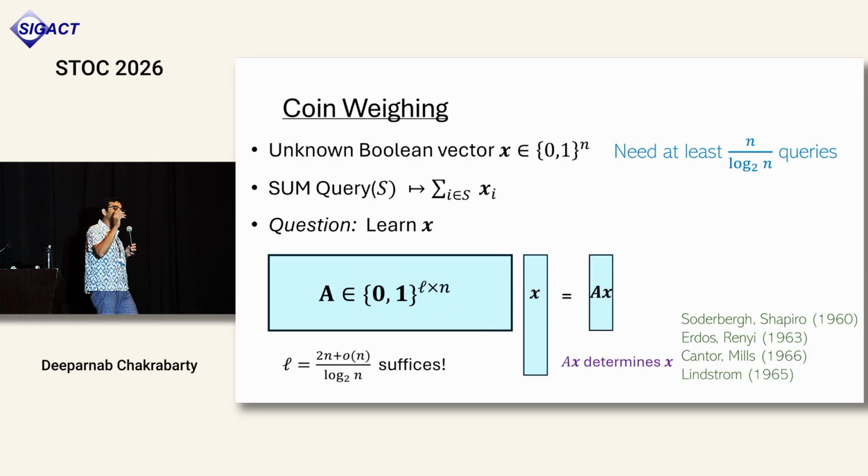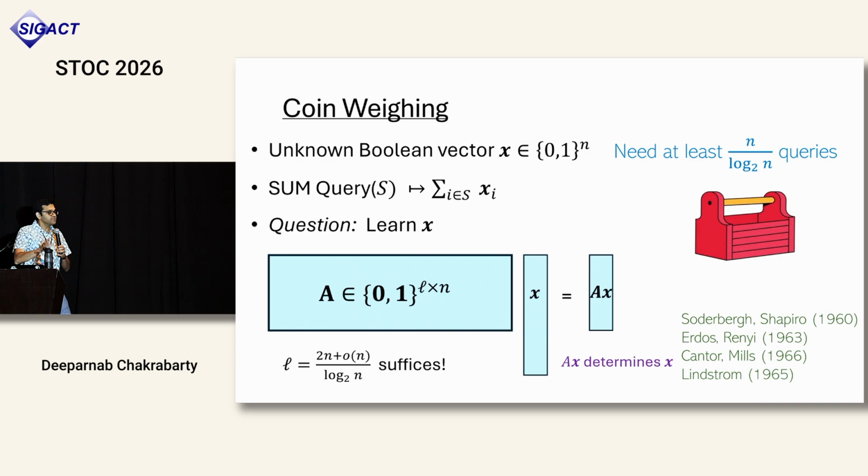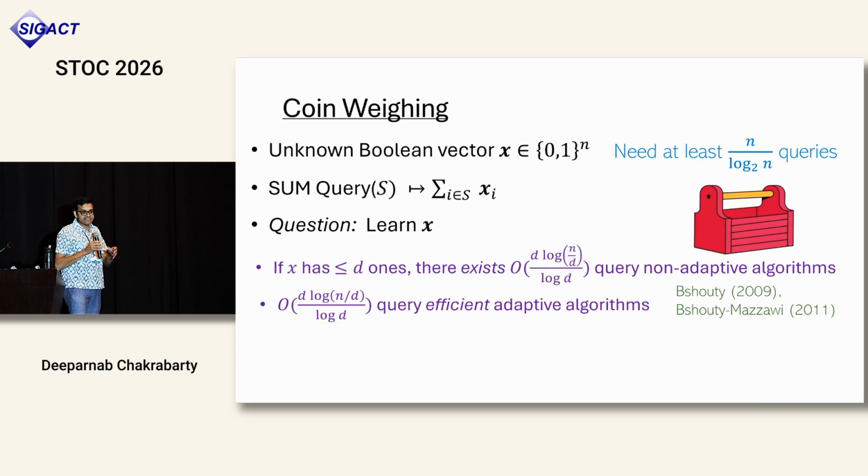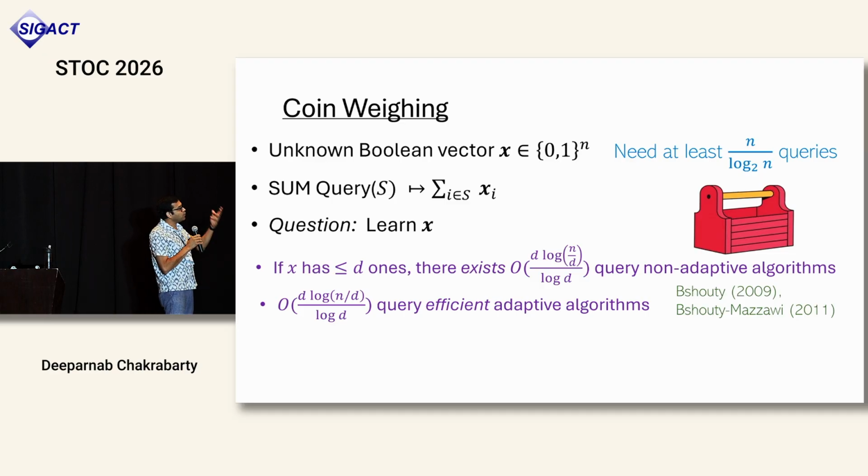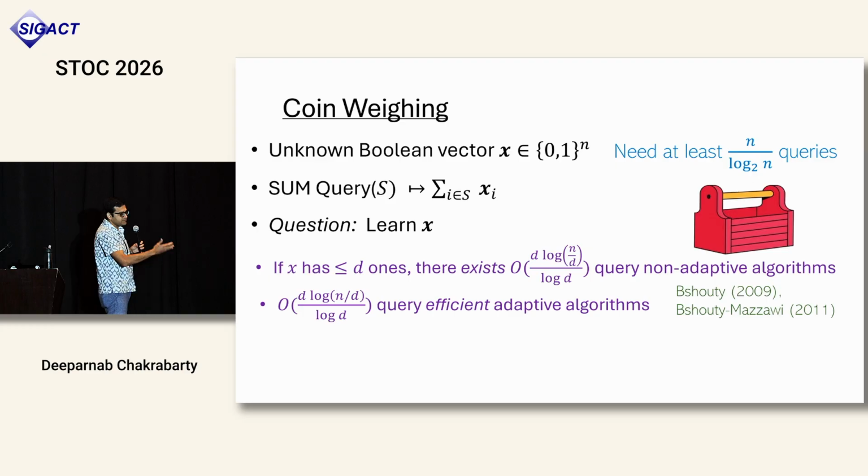Okay. But now let's come to the question that was asked. What if I knew more about this vector? What if I knew that the support was at most D? This is going to be a tool that is going to be used. So if X has at most D ones, now the lower bound is not n by log n, but it is, well, it is whatever it is. It's log of n choose D by log D.